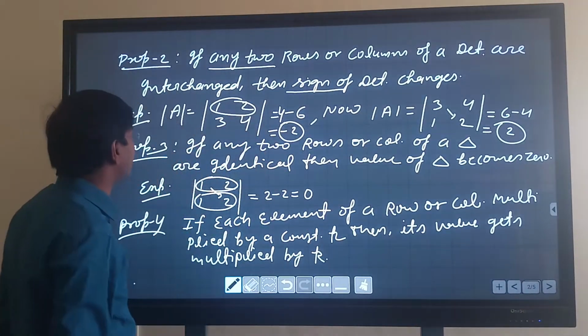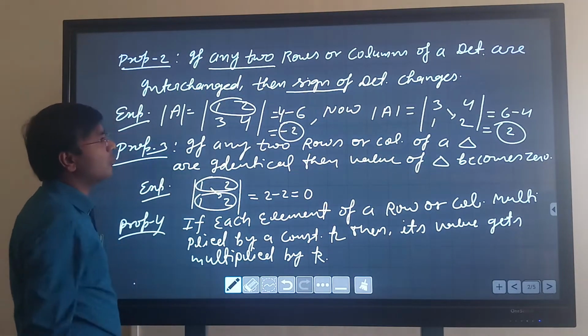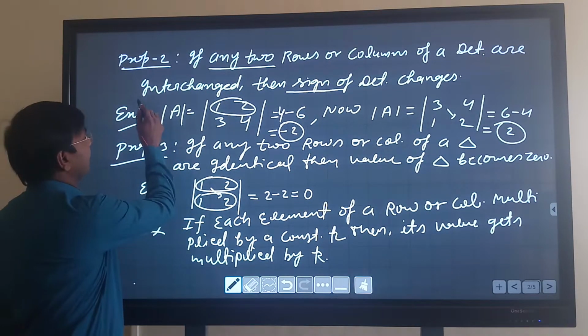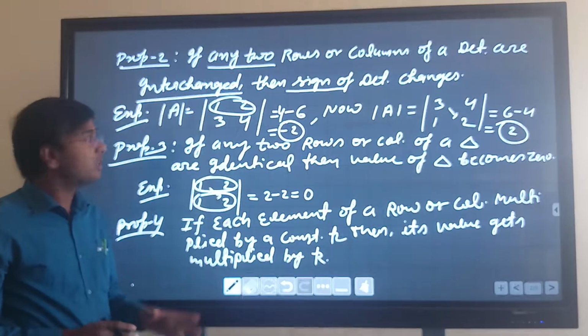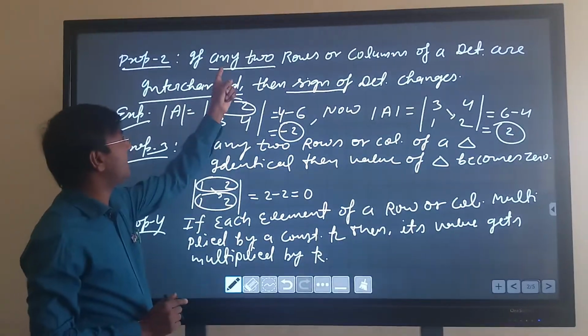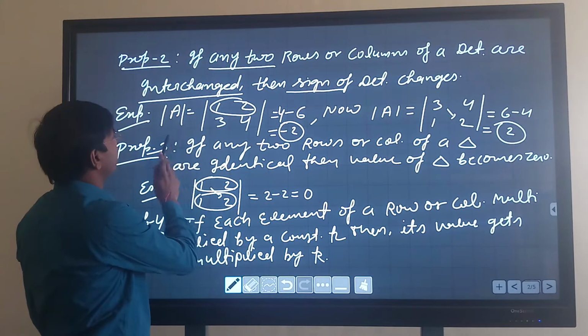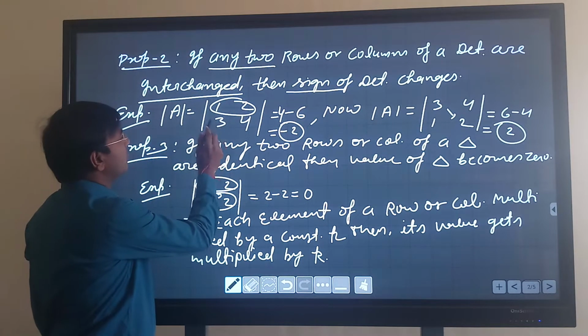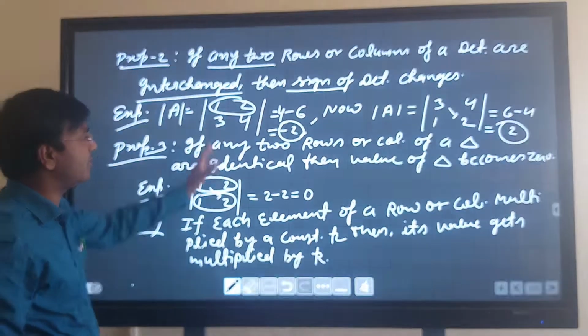Now let's see the second property. If any two rows or columns of a determinant are interchanged, then... Earlier we were interchanging all the rows, but this time we are interchanging any two rows or two columns. Let's see the example: 1 2 3 4, value minus 2, as we calculated first, same example.